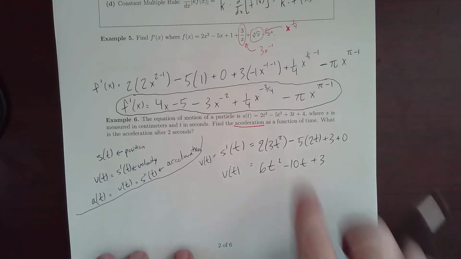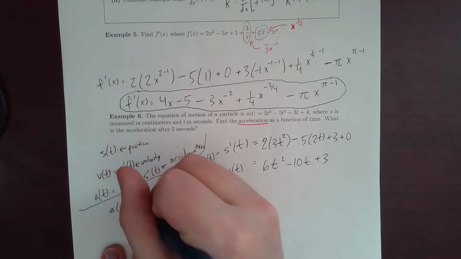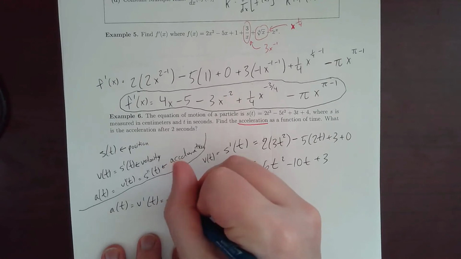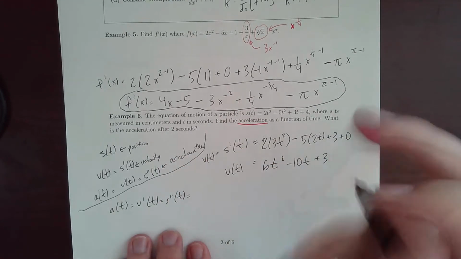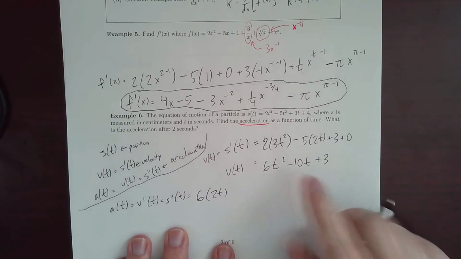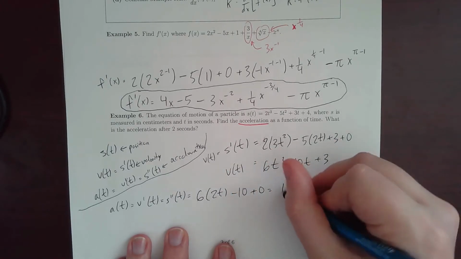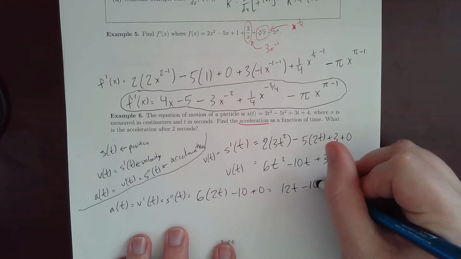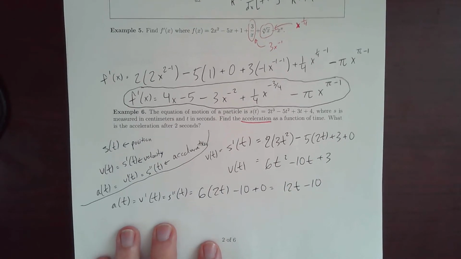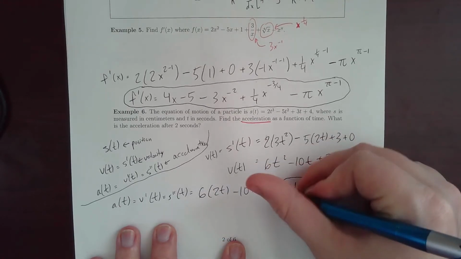So now we want to go ahead and find the acceleration. And the acceleration is just the derivative of the velocity, which is, of course, the second derivative of our position. So that'll be the derivative of this function. So it'll be 6 times 2t minus 10 plus 0, or in other words, it'll be 12t minus 10. This, of course, is our general acceleration function.